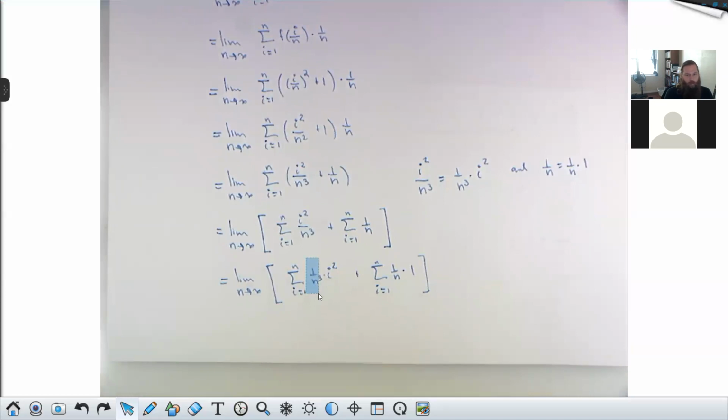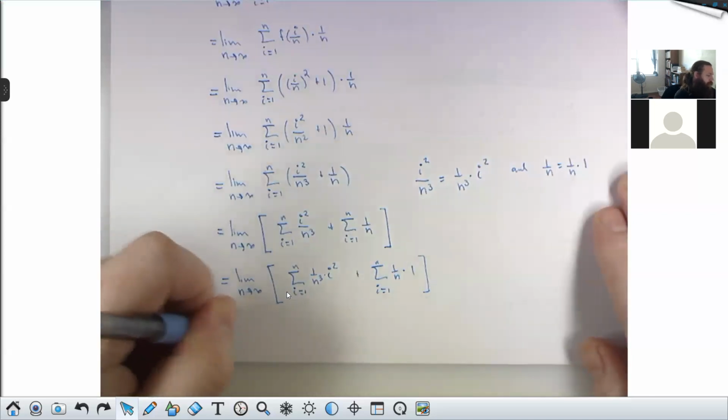This 1 over n cubed is a constant with respect to the sum. 1 over n cubed doesn't have any i's in it. The i squared isn't a constant, it has to stay inside this sum, but the 1 over n cubed can come out. Similarly, over here, this 1 over n is a constant with respect to the sum. It doesn't have any i's in it. The 1 doesn't have any i's in it either, but I'm going to leave it in. So I can pull this out of this sum, putting it out front here.